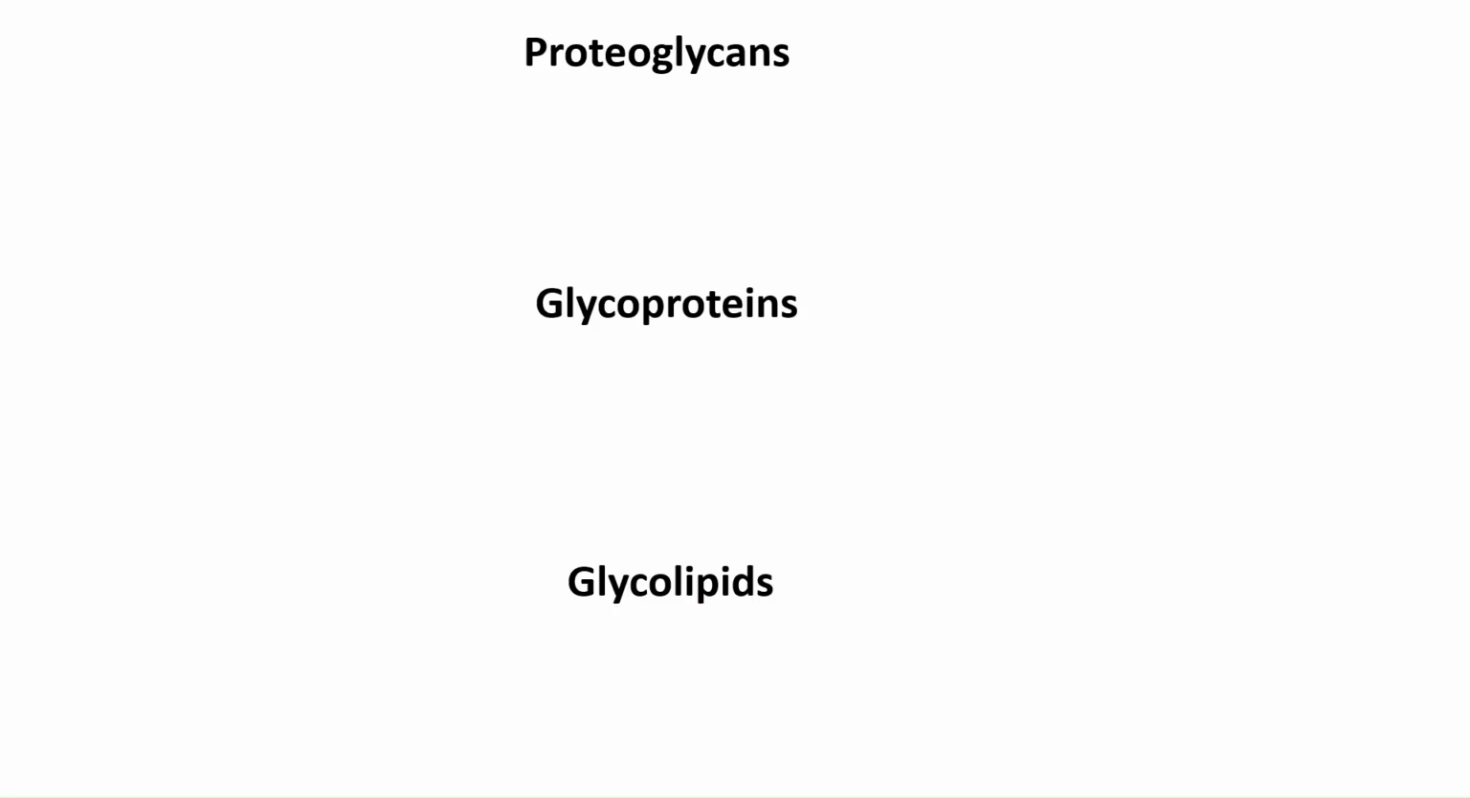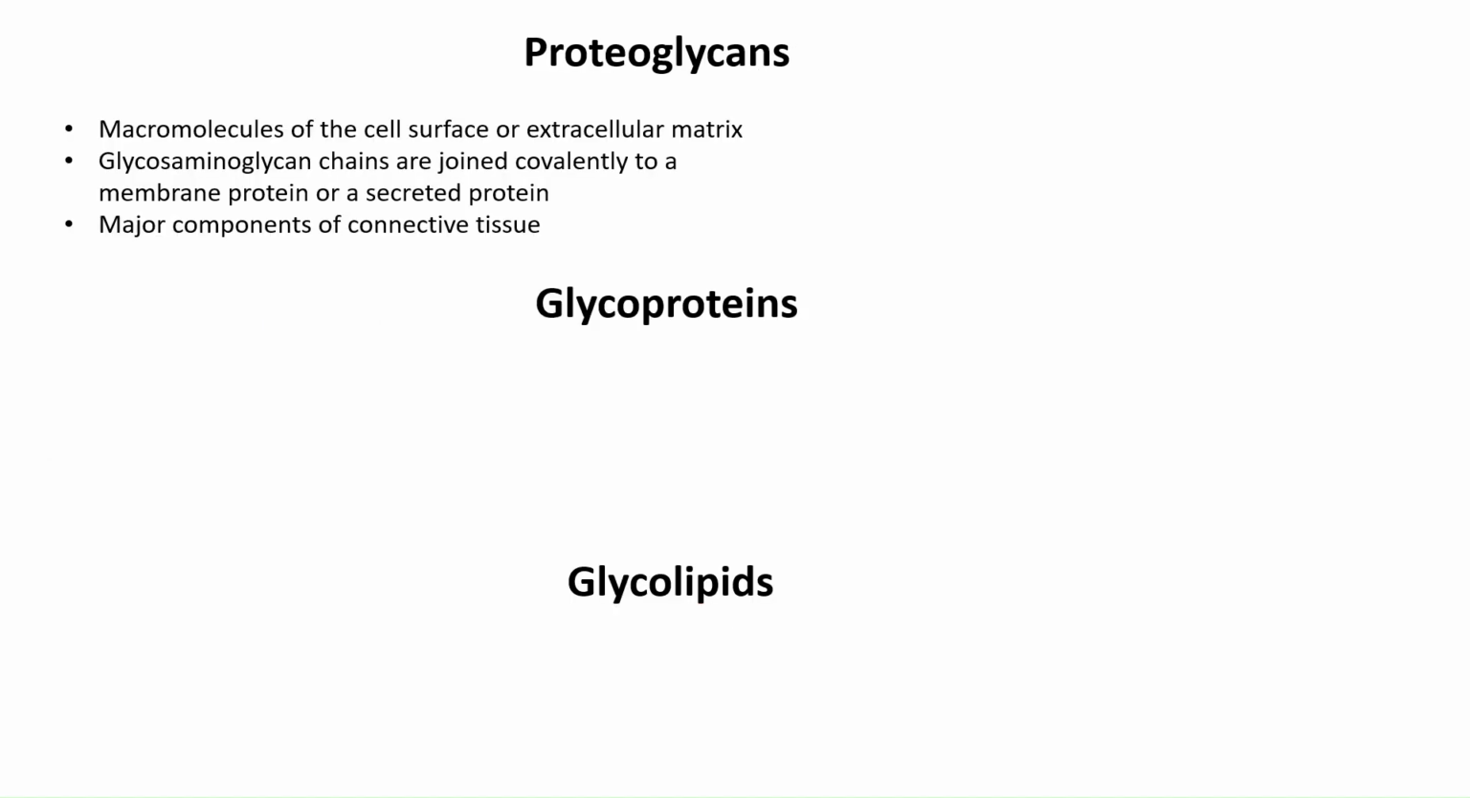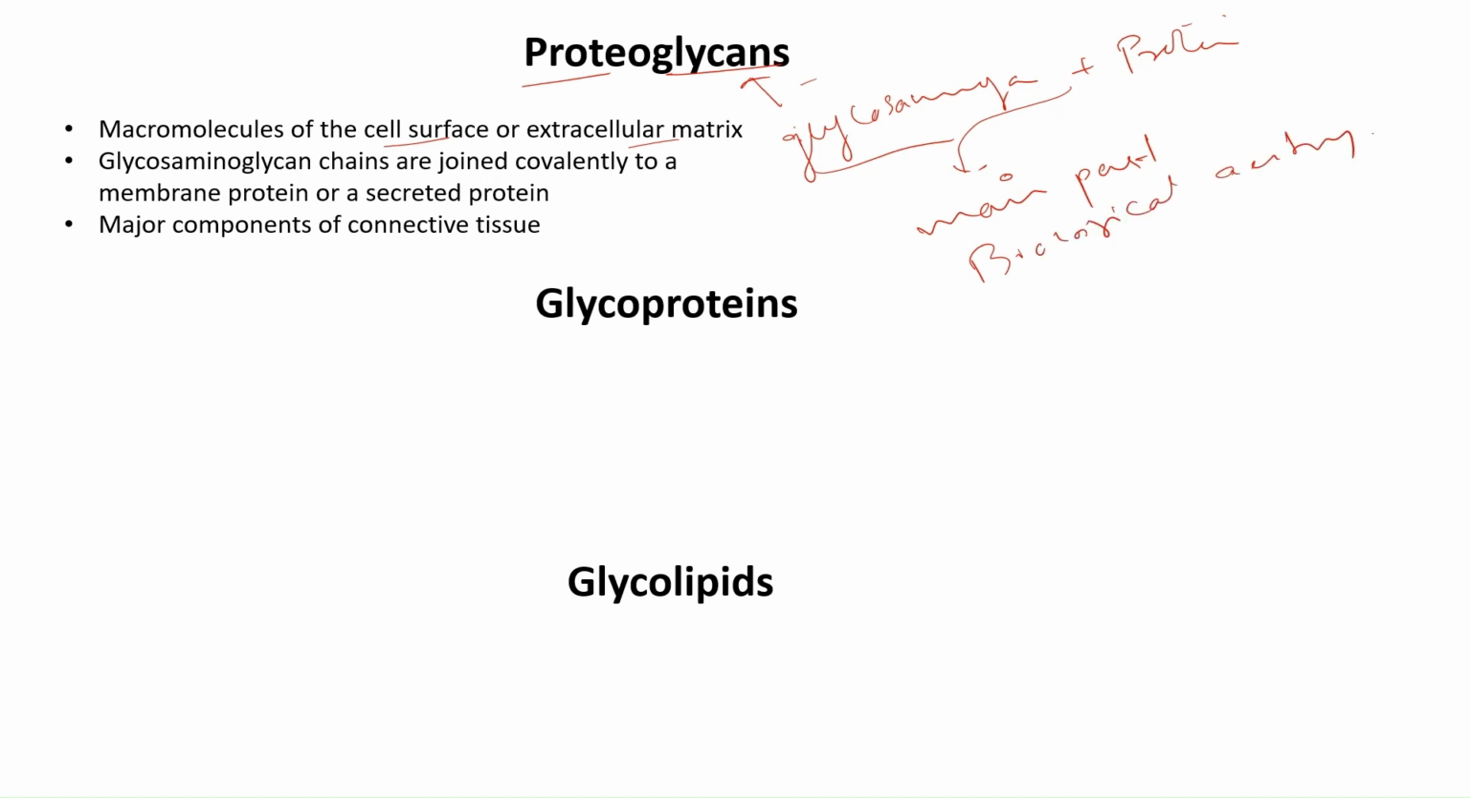Now, what are proteoglycans? Proteoglycans are macromolecules found in the cell surface or extracellular matrix. Proteoglycans are a combination of glycans. Glycans means glycosaminoglycans. So, proteoglycans are a combination of glycosaminoglycans and protein, which are joined covalently. In this combination, the glycosaminoglycans constitute the main part of the conjugate. These glycosaminoglycans function as the main part of the biological activity. It is bound with a protein.